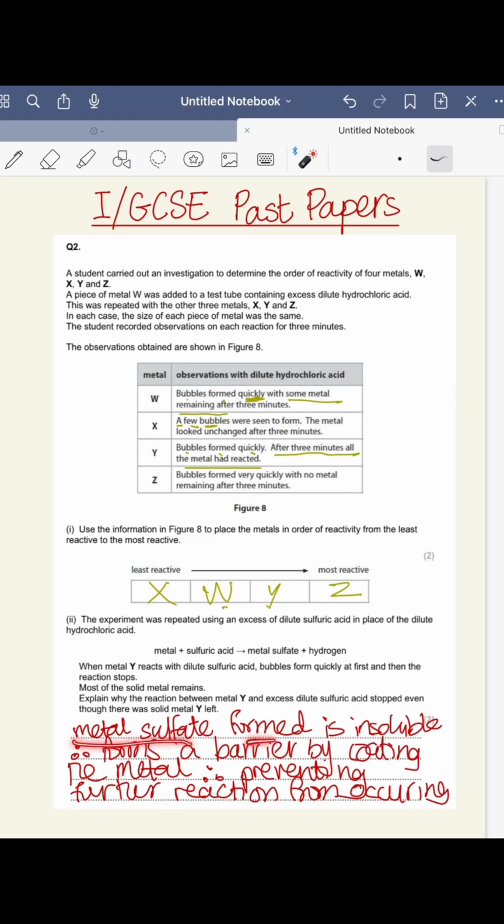The metal sulfate formed must be insoluble, therefore it must form a barrier by coating the metal, therefore preventing further reaction from occurring with the acid.